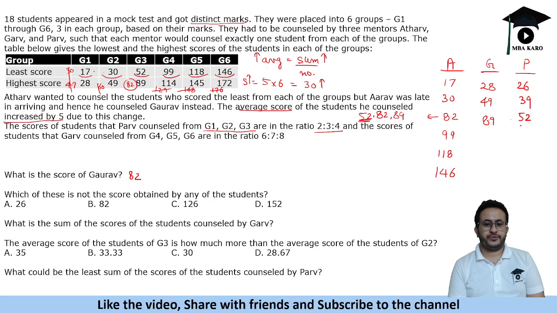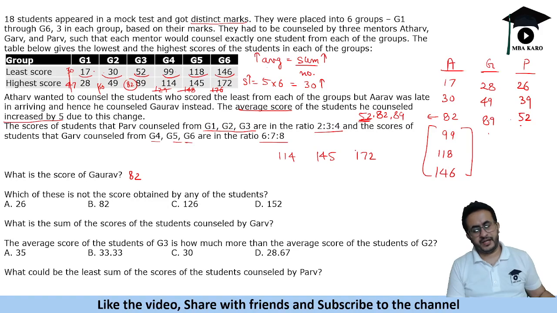Now the scores of the students that Garv counselled from G4, G5 and G6 are in the ratio 6, 7, 8. Okay. Now in 6, 7, 8, one of the values that is pending is 114. Here one of the values is 145 and here it is 172, right? Now the value has to be greater than 99. Okay, so it says that Garv counselled 6x, 7x and 8x.